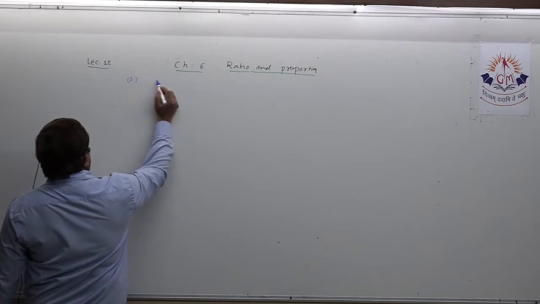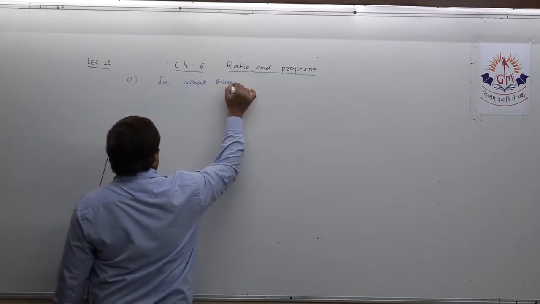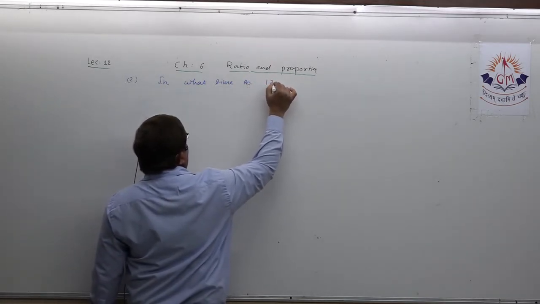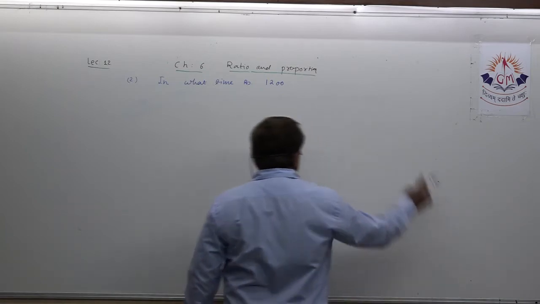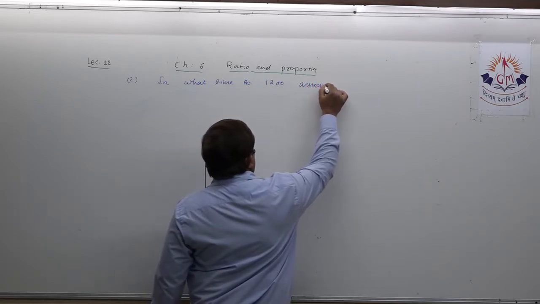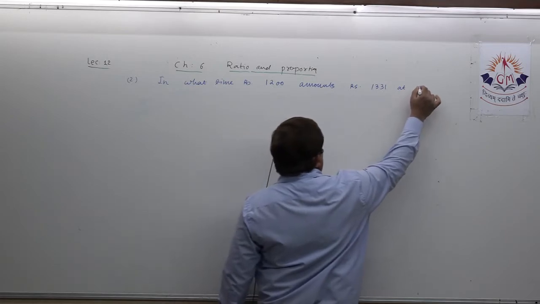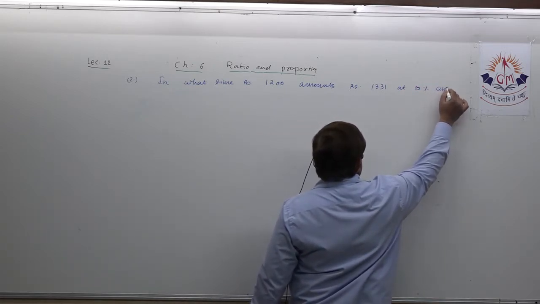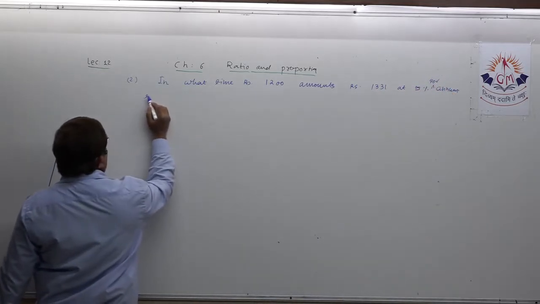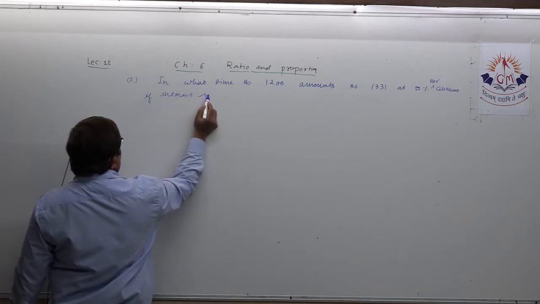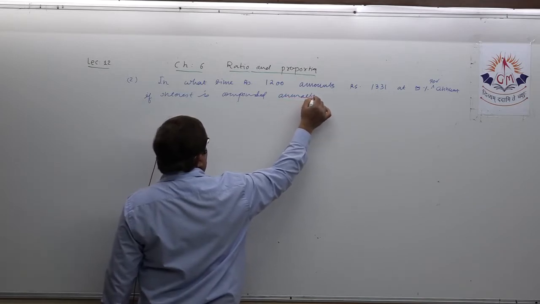Sum number 2. Please note down with me: in what time rupees 1200 amounts to rupees 1331 at 5% per annum, if interest is compounded annually.